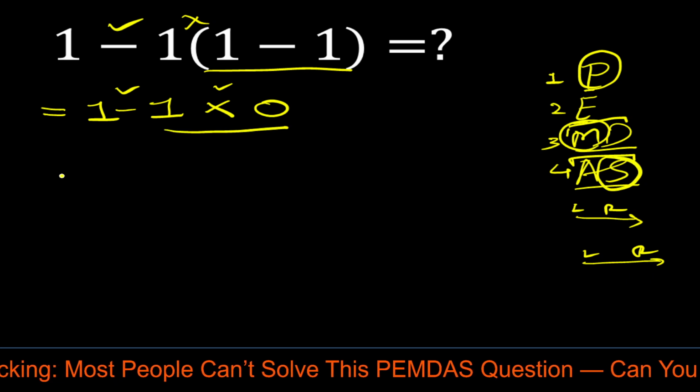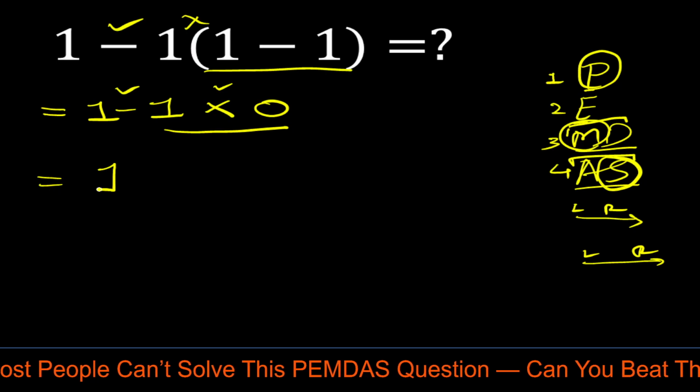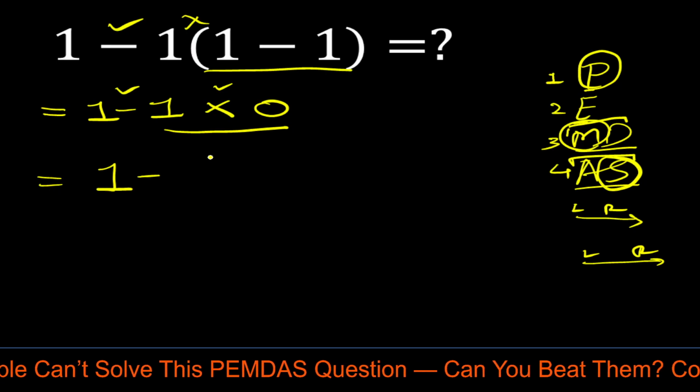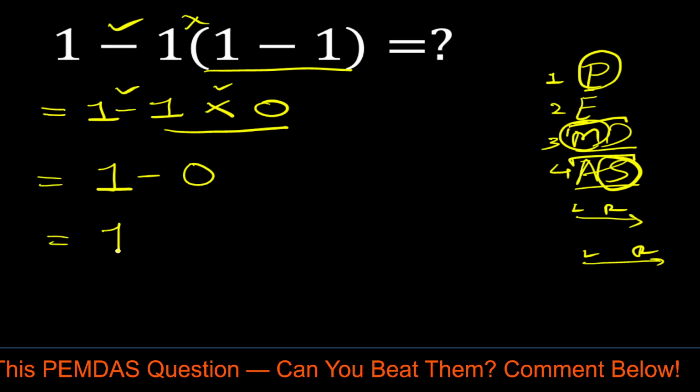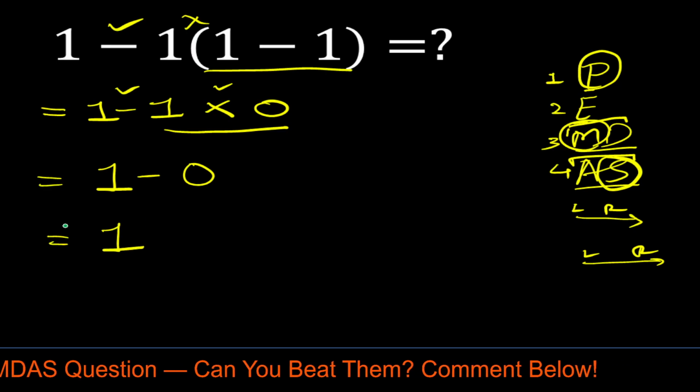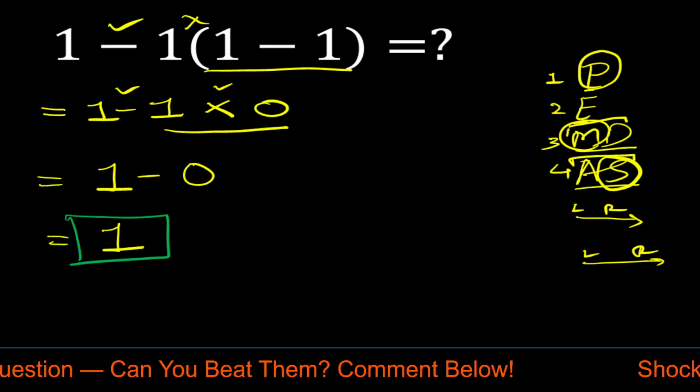So first we have to solve this multiplication. So 1 minus, now solve this multiplication, 1 times 0 is equal to 0. So 1 minus 0 is equal to 1, right? So the correct answer is 1.